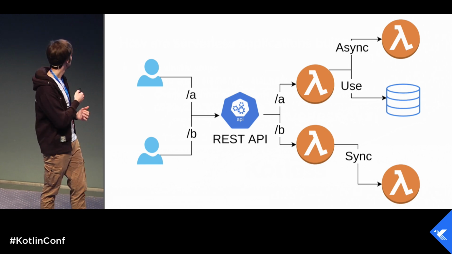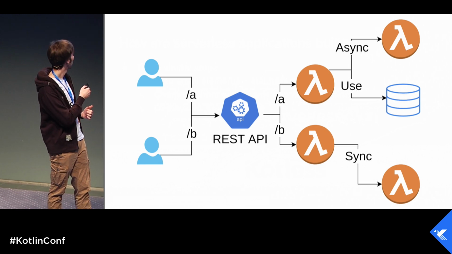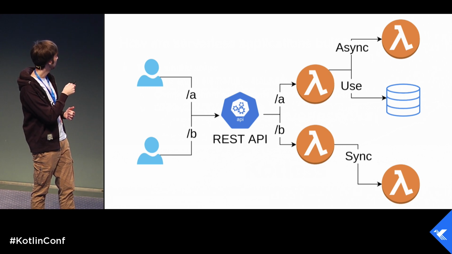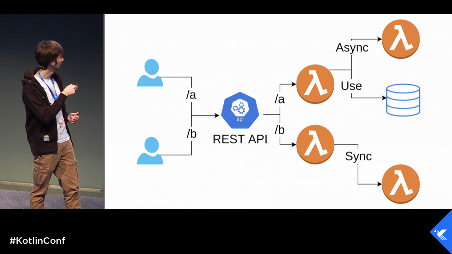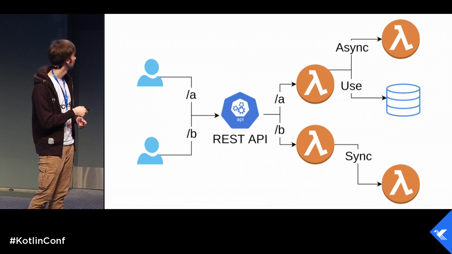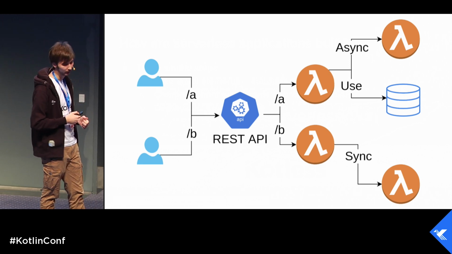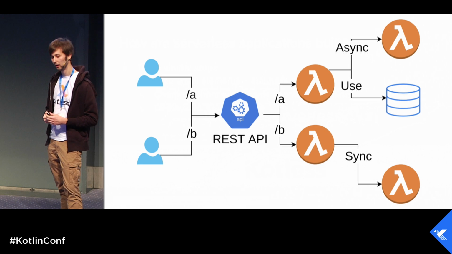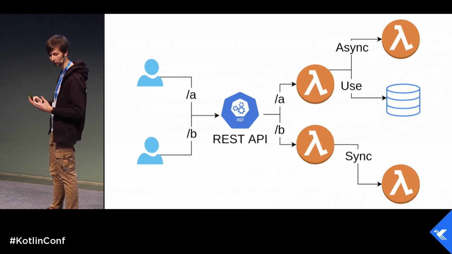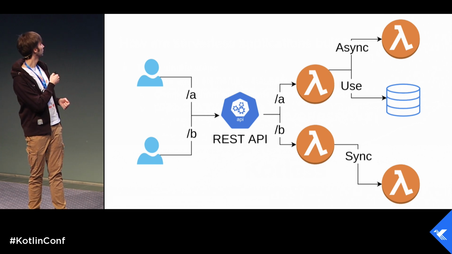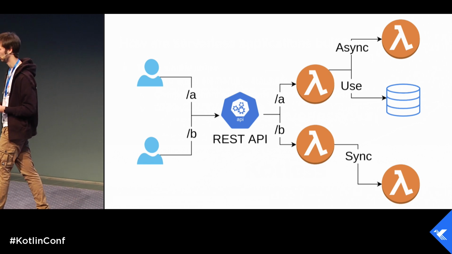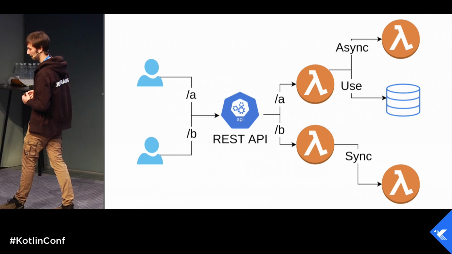Our user that requests slash B also goes through the REST API. It translates the HTTP request into an HTTP event that will be handled by the Lambda that handles slash B. It will synchronously call another Lambda and will return some response to the REST API. And back, the REST API will transform an HTTP event of a response into a real response to the user. And the user is waiting for the response of the request on the REST API.